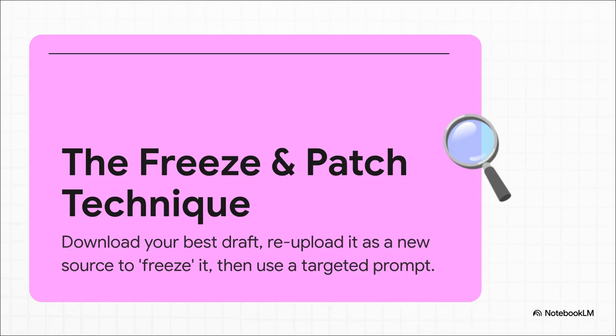Here's how it works. You download your best draft as a PDF. Then, and this is the key part, you re-upload it as a new source. This freezes the structure. Then you run a new, super targeted prompt, something like regenerate slide 10 to focus more on financial implications, to patch only the specific slides you need to change.